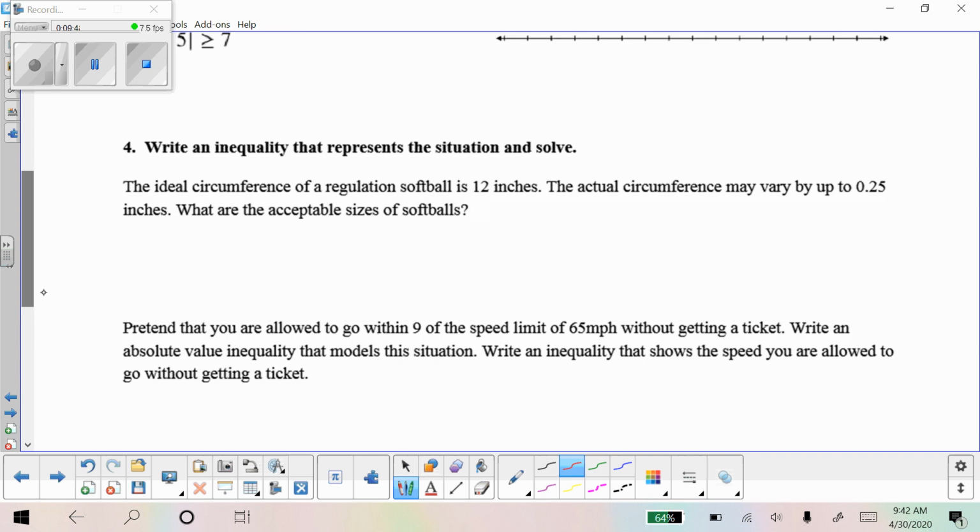All right, one more problem. The important part on this is that you write the inequality. Okay, we're going to use absolute value to help us show something here. It says the ideal circumference of a regulation softball is 12 inches. When they make those, they never come out exactly 12, but they will accept a little bit of variance up to 0.25 inches. So in other words, the difference between the circumference of the ball they create and the ideal circumference can't be more than 0.25.